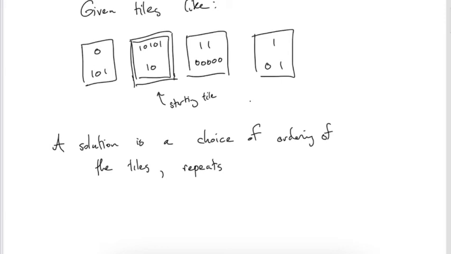So maybe if you're doing this with your kids, you guys have kids, right? If you're doing it with your kids, then make 10 copies of each tile or something. Repeats allowed. A solution is a choice of ordering of the tiles with repeats allowed. You got to start with the starting tile, but you can repeat that one later on if you want to. But just the first one you use has to be the starting tile.